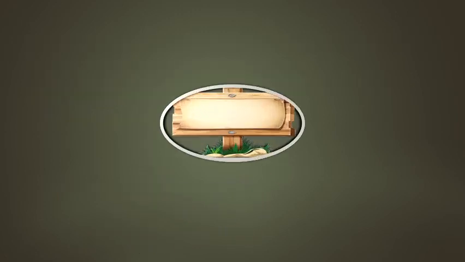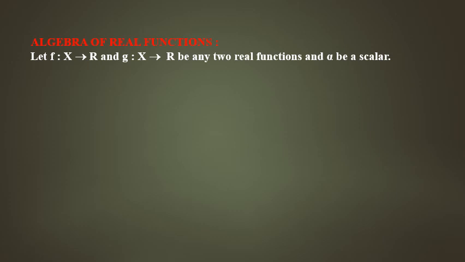Yes. Now look at this. We go for the algebra of real functions. Actually, I have defined this earlier in the notes. Now here we are discussing. Let f from X to R and g from X to R be any two real functions and alpha be a scalar. Then we define f plus g from X to R by (f plus g) of x equal to f of x plus g of x for all x belongs to X. Then f minus g from X to R is defined by (f minus g) of x equal to f of x minus g of x, and again alpha f from X to R is alpha into f of x. This is very simple.